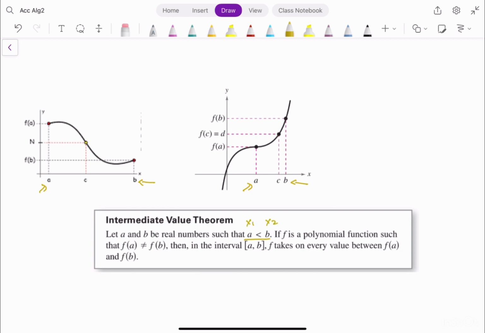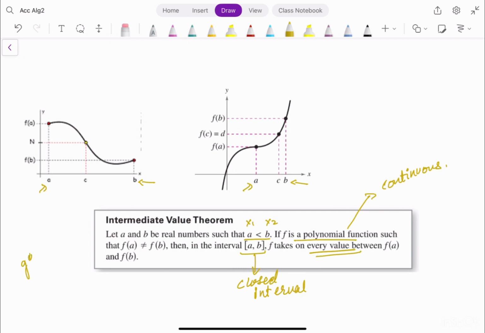So it says something like this. If a is less than b, that means x1 is less than x2, the two coordinates of x. And it talks about the polynomial function. So a polynomial function implies continuity, such that the y values at these two coordinates are not equal, and these intervals are closed intervals. A and b are closed intervals, right? So this is the prerequisite. Then f takes on every value between f of a and f of b.